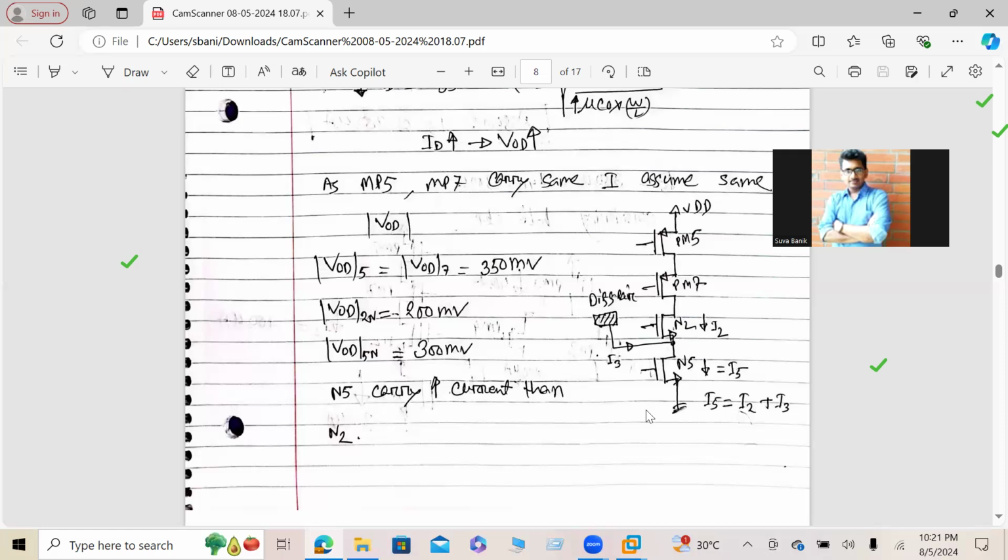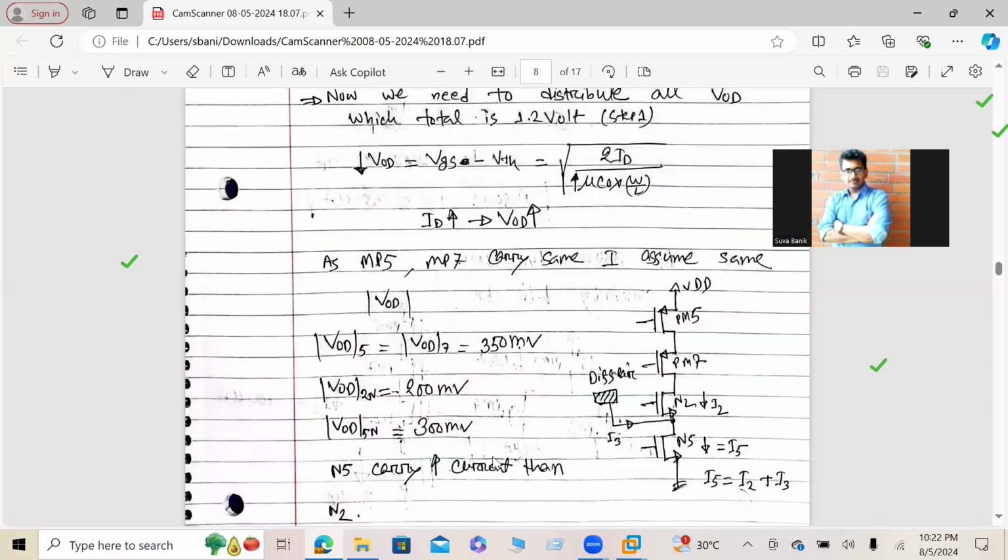And one more point, as my N5 is carrying more current, I already explained, the bottom NMOS is carrying higher current compared to N2. So N5 also needs higher overdrive voltage compared to N2. In this case, I assume my overdrive voltage for ODN5 is 300 millivolt, and overdrive voltage for ODN2 is 200 millivolt. And if you sum, the total will be 1.2 volt, whatever you calculated in step 1.